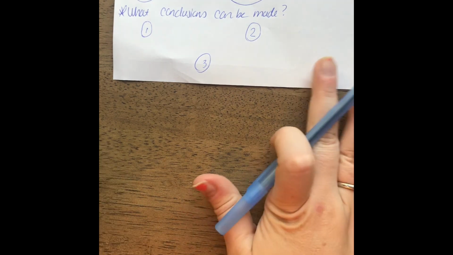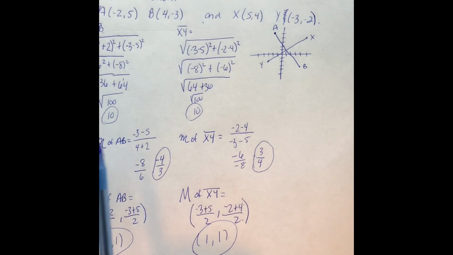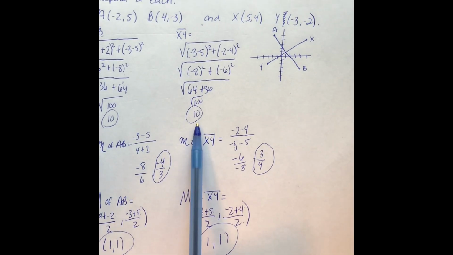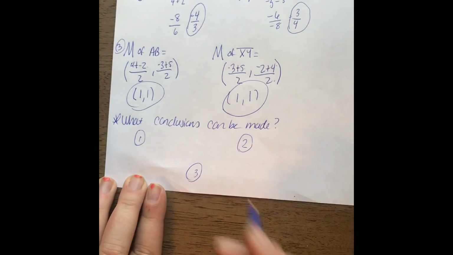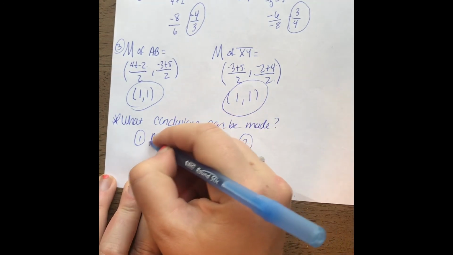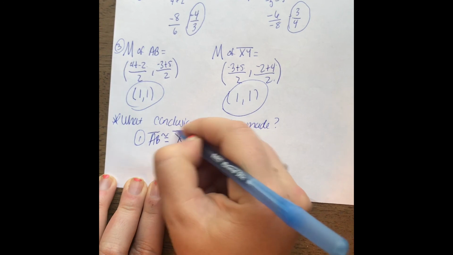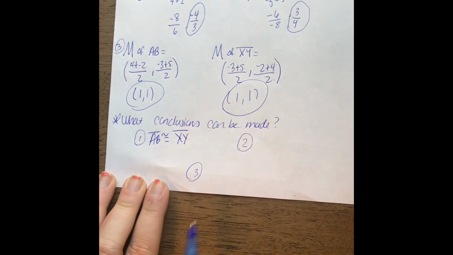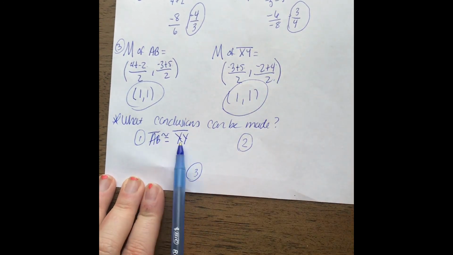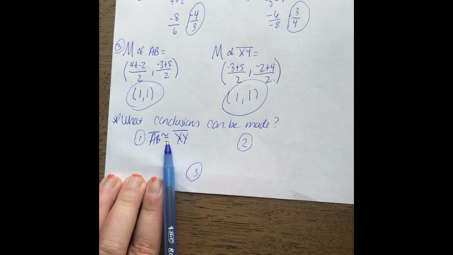Last but not least, we have to analyze our information. So what conclusions can you make? So we've used 3 different equations. At each equation, we have to come up with information. So our first one, we said that the distance of AB was 10 and the distance of XY was 10. Since these are the same, we can say our first conclusion, AB is congruent to XY. Because their distances are the same, we can say that they are congruent. This little symbol means congruent.